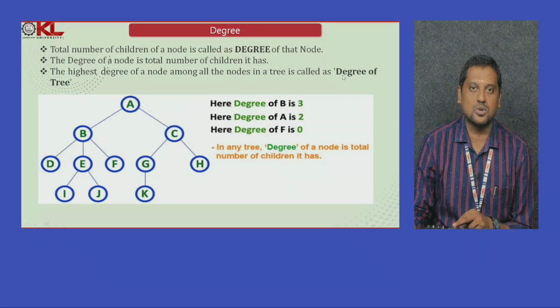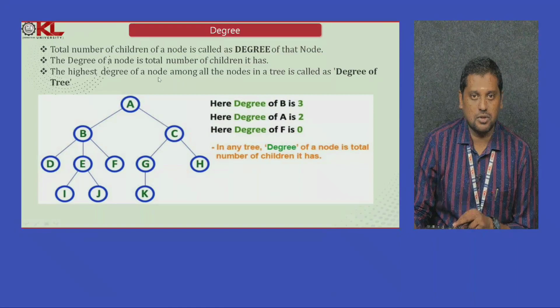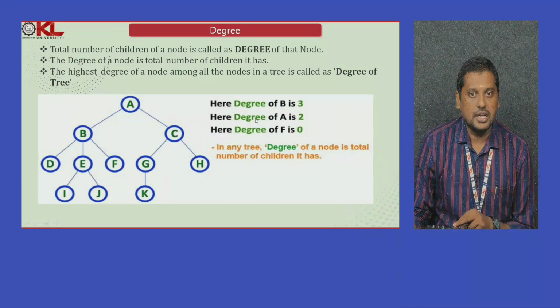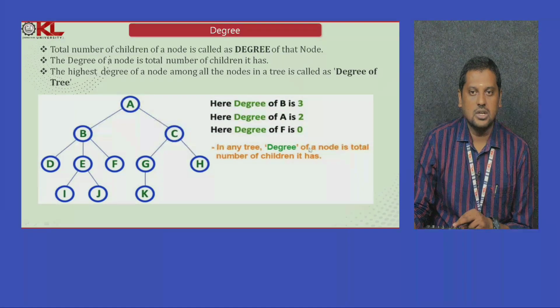First of all, you should know how to calculate the degree of a node. Once you know that, we can easily calculate the degree of a tree. Say, for example, I need to calculate the degree of node B. Here the degree of node B is 3. Why? Because it has 3 child nodes. I need to know the degree of A. The degree of node A is 2. Why? Because it has 2 child nodes. I need to know the degree of F. The degree of F is 0. Why? Because it has no child nodes. So that is why in any tree, the degree of a node is the total number of children it has.